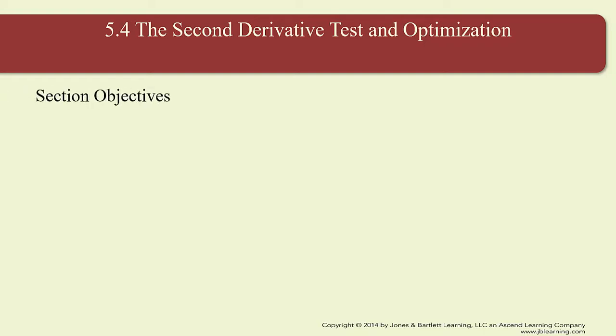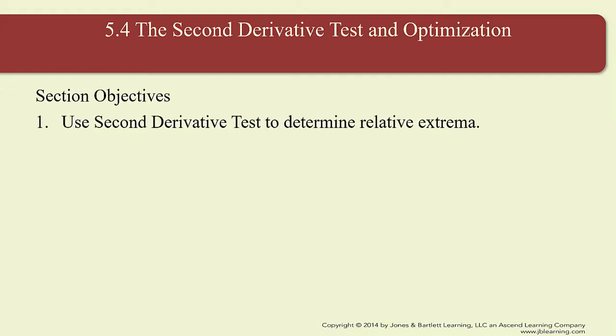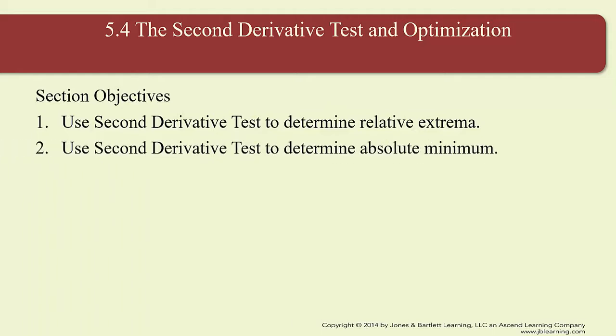The objectives we're going to look at in section 5.4: Objective 1 is to use the second derivative test to determine relative extrema. This is really just going to get us used to the second derivative test. Then we're going to use the second derivative test to determine absolute minimum. This is where the power of the second derivative test and optimization is going to come into play.